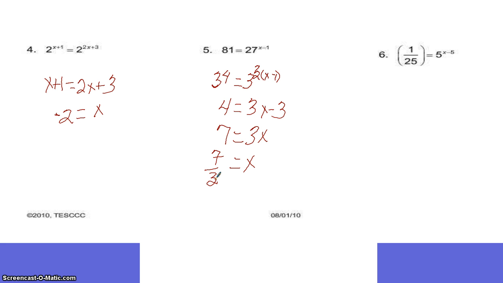Now let's take a moment and look at number 6. So in looking at number 6, you're thinking, okay, how can I write 1 over 25 to a base of 5? Well, you know that 5 to the 2nd power is 25, correct? So because this is under 1 and this is the reciprocal, I know I can write this as 5 to the negative 2 power equals 5 to the x minus 5. So now I'm able to just focus on my exponents, which is negative 2 equals x minus 5. And if I take the 5 over, I'm going to get x equals 3.